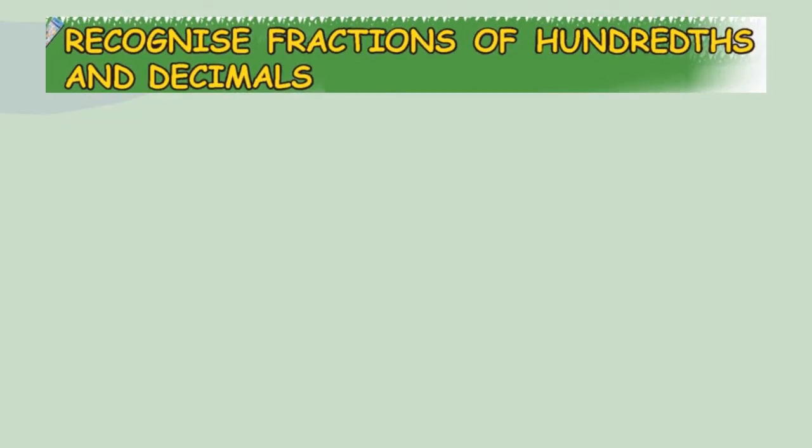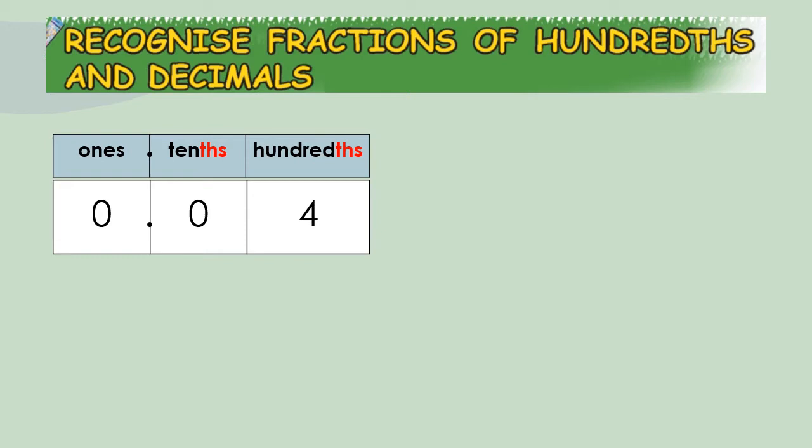As I told you just now, for today's class you will learn how to recognize fractions of hundredths and decimals. Okay, look at this decimal table. It is 0.04. I want to remind you that the decimal is the number after the whole number, going to the right. The place value for the first decimal after the point is tenths, followed by hundredths, and then thousandths, and so on.